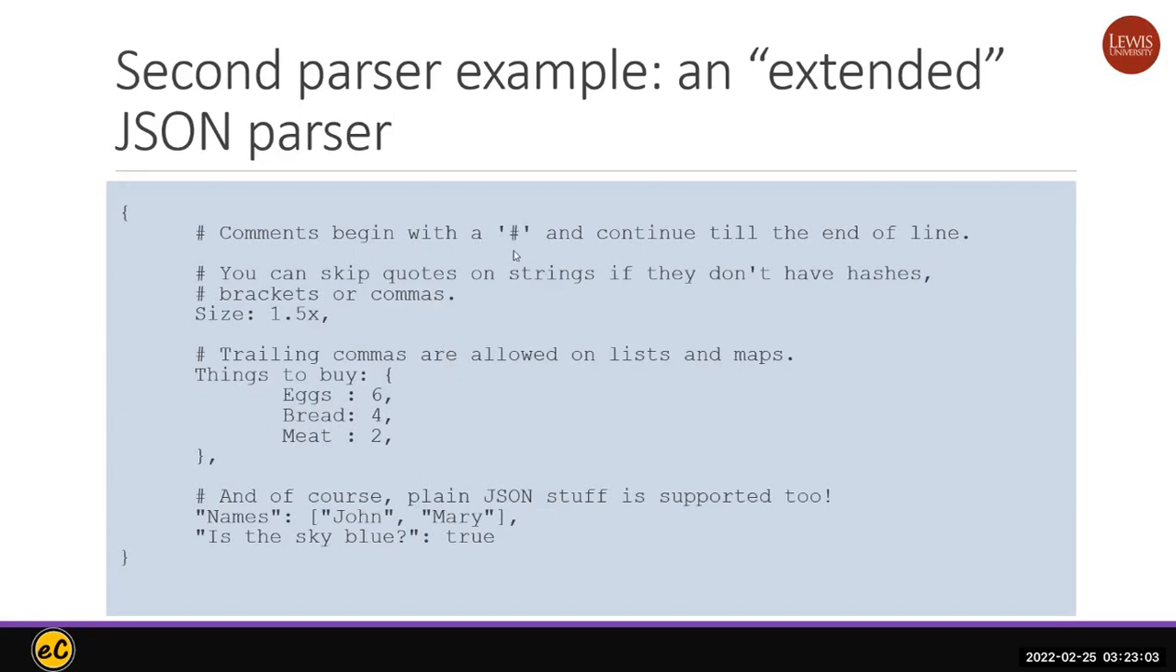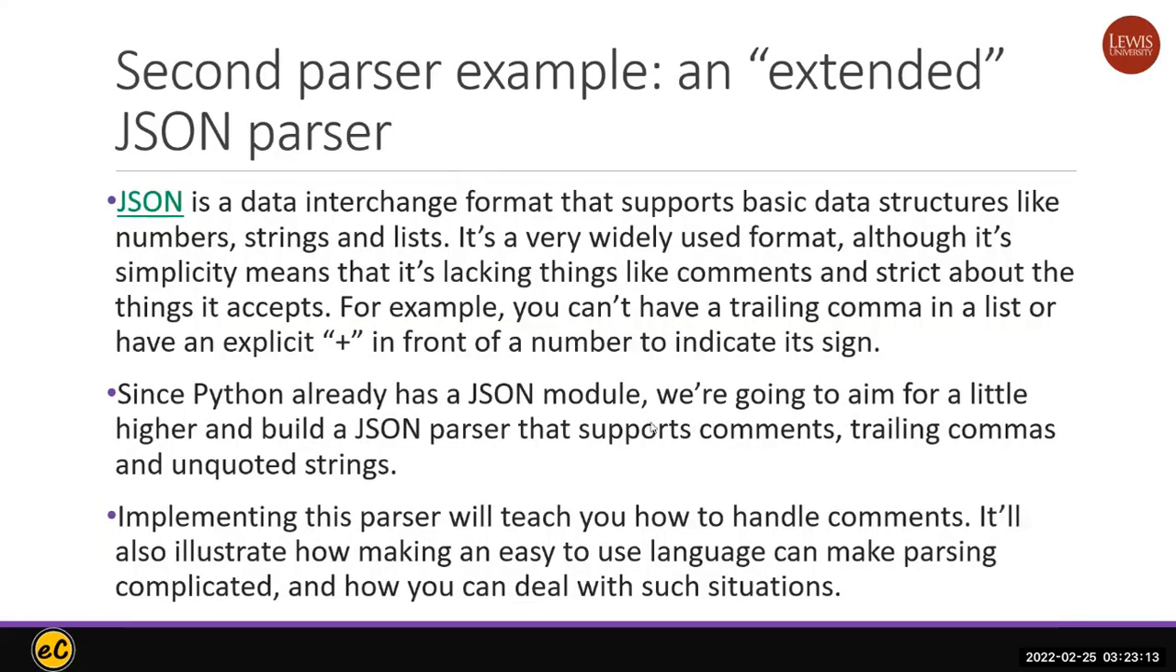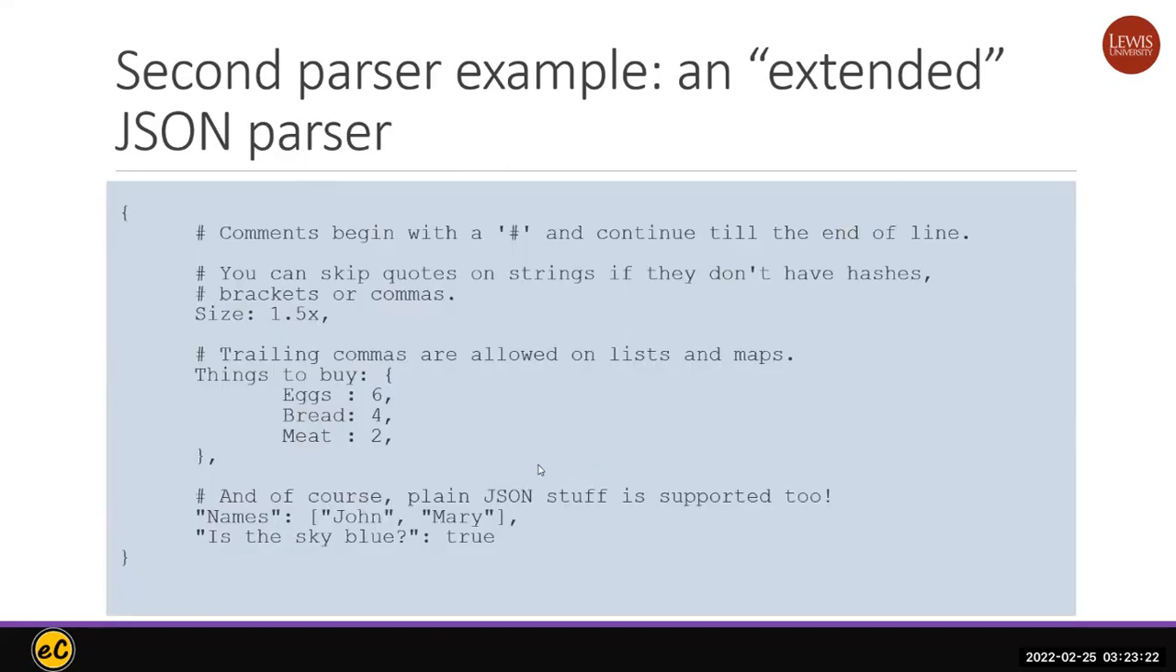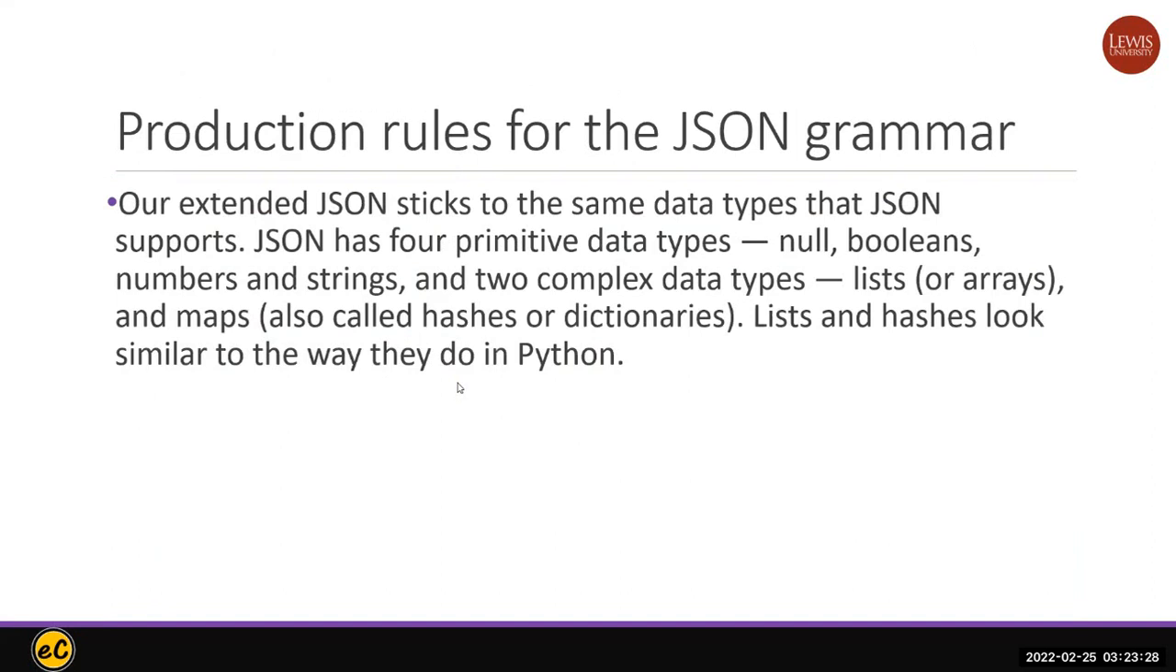So this is actually a JSON, but this JSON uses the sharp sign as the comment. That is supported. Trailing commas and unquoted strings will be allowed. It will go through the next line.